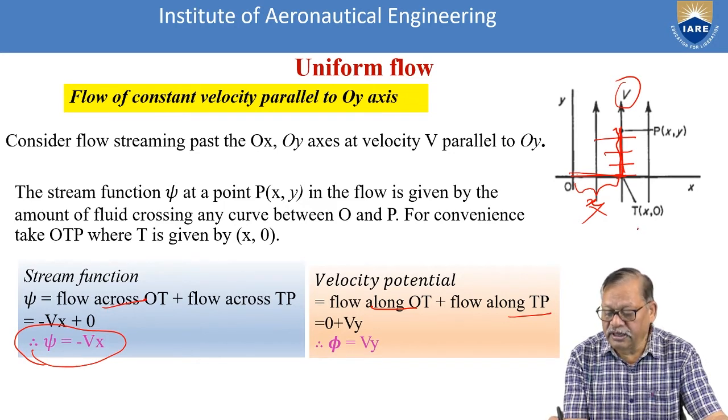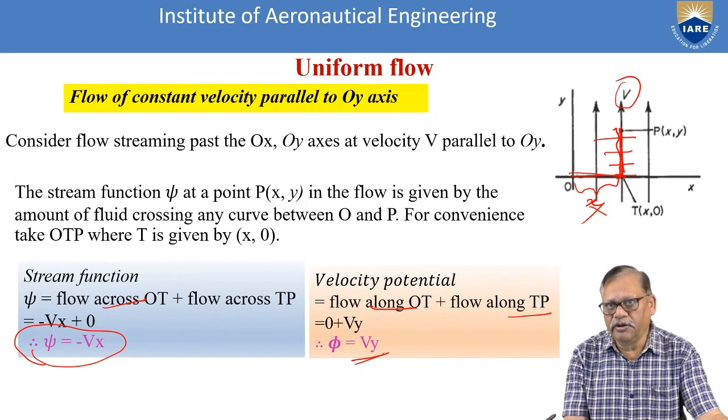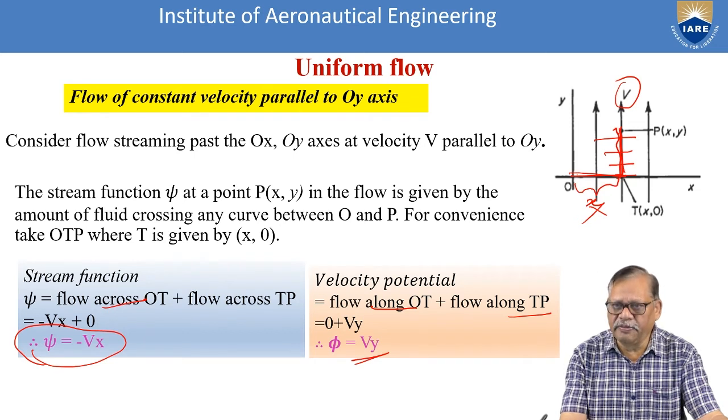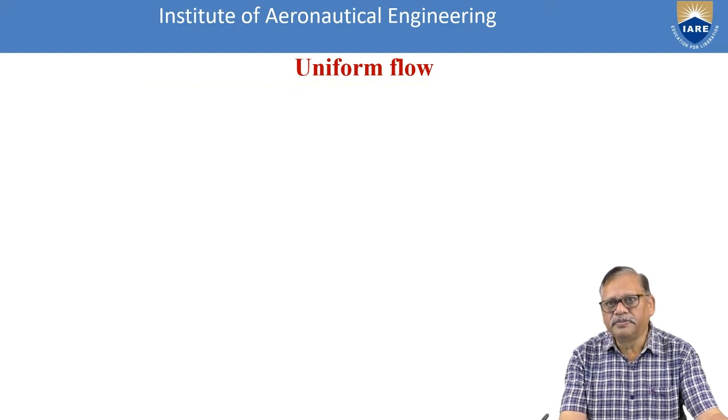Okay, along that. That means V into Y. So this is another way we do it. Uniform flow parallel to OX, OY. We have done it. So let us see in a particular angle it comes, what happens. That will be probably one of the most interesting parts.